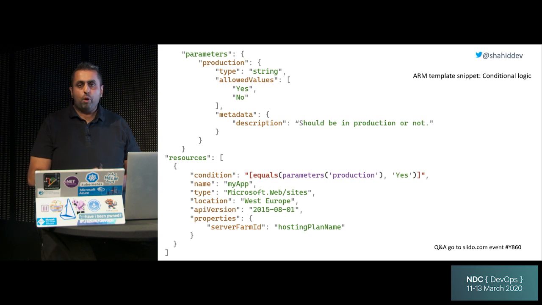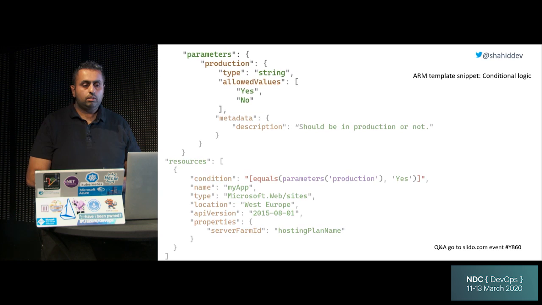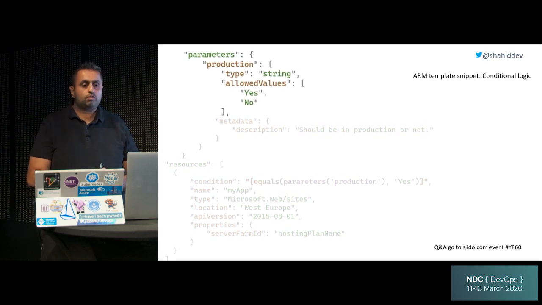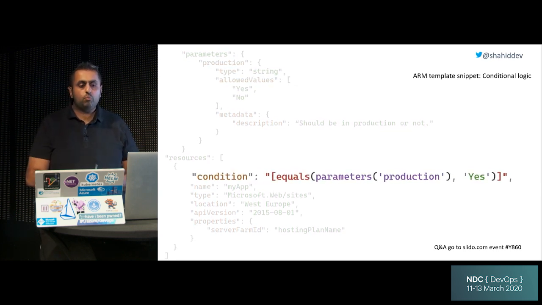And now we're deploying a website, and we're using a condition element. Sorry, I'll just click through that. Condition element, and we're saying if this condition, if the parameter production is equal to yes, then the condition is true and the resource will get deployed. Obviously, if that's not yes, then it won't get deployed.